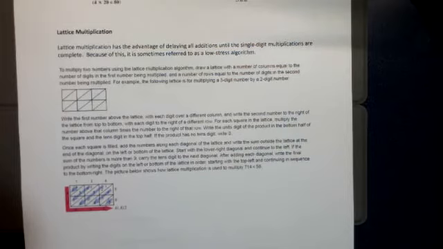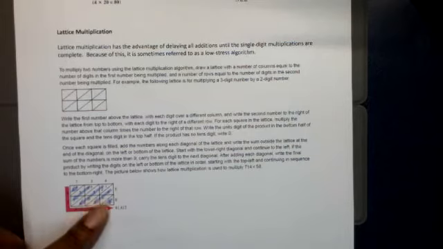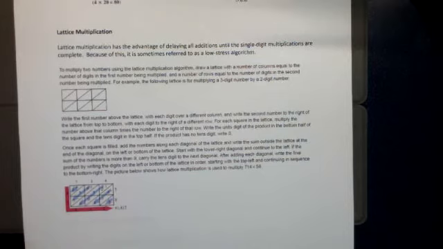Write the units digit of the product in the bottom half of the square and the tens digit in the top half. If a product has no tens digit, we write a 0. And once each square is filled, you're going to add the numbers along each of the diagonals of that lattice and write the sum outside the lattice at the end of each diagonal on the left or bottom of the lattice. So you start with the lower right and continue to work to the left.